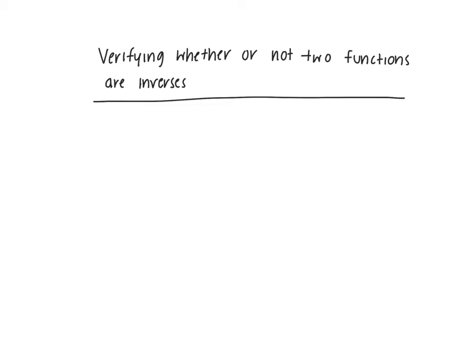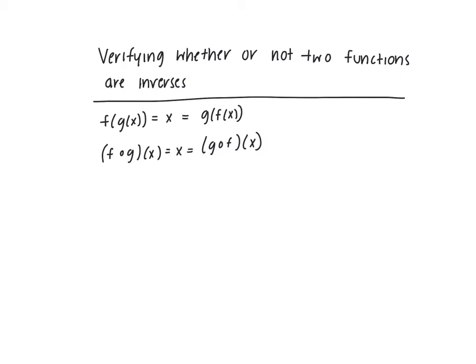So first, when you're given two functions, you want to find f of g of x, or f of g, depending on the notation you want to use. And then you need to find g of f of x, and if they are both equal to x, then they are inverses of each other. So let's look at some examples.